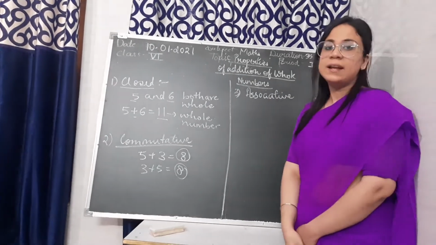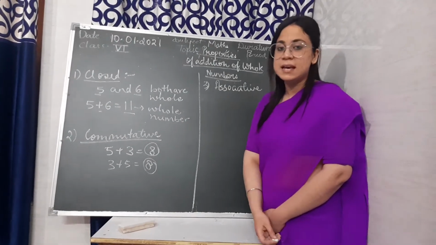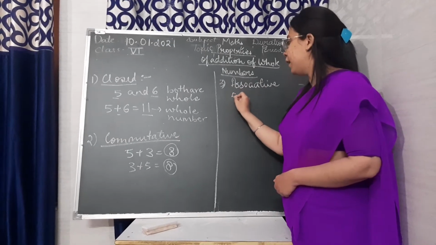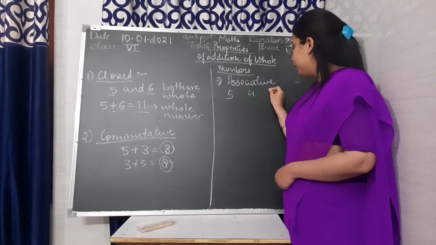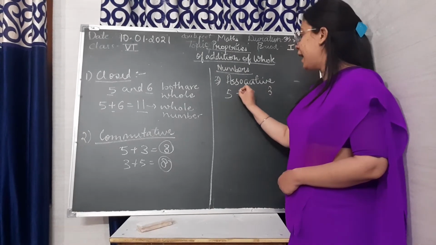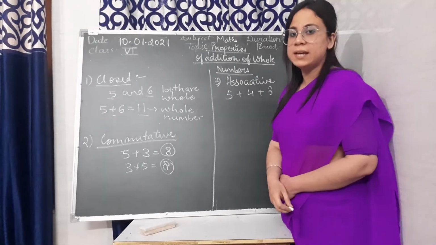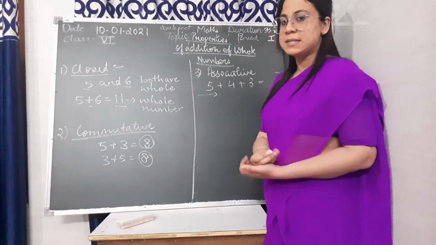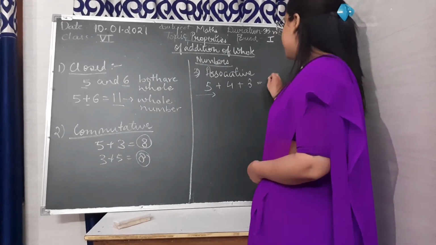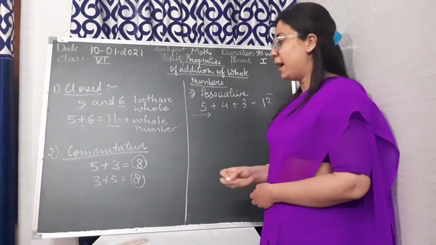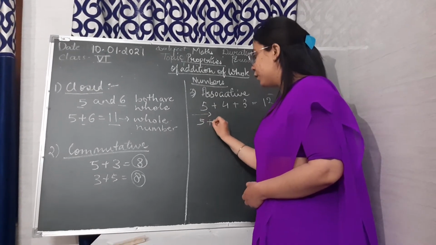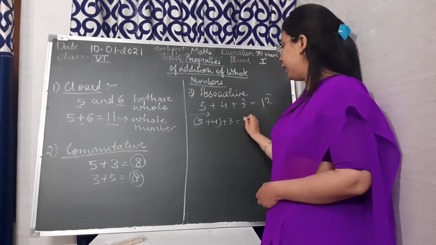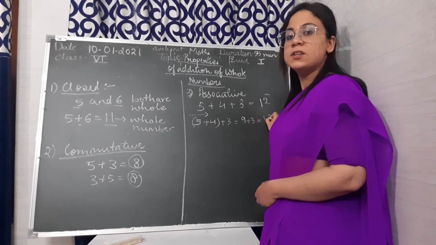In associative, like we have discussed just before this, when we are taking three different numbers, suppose 5, 4 and 3, and I am adding them simply without putting any brackets, we will be adding them from left to right. 5 plus 4 is 9 and 9 plus 3 is 12. And when I am adding 5 with 4 first and then adding it to 3, 5 plus 4 will give me 9 and 9 plus 3 will give me 12.